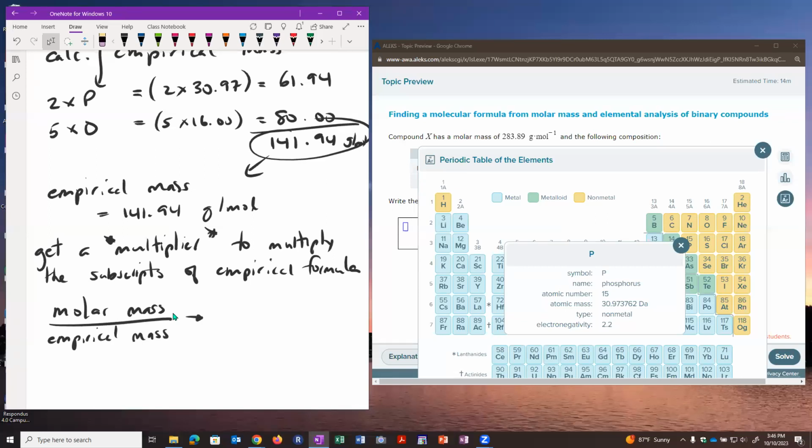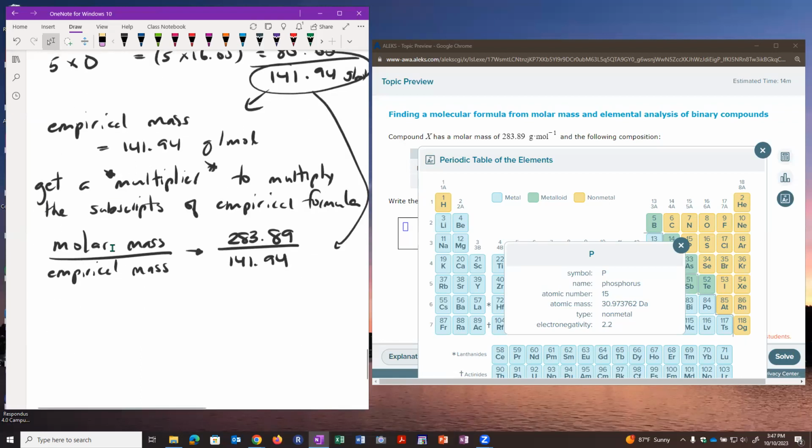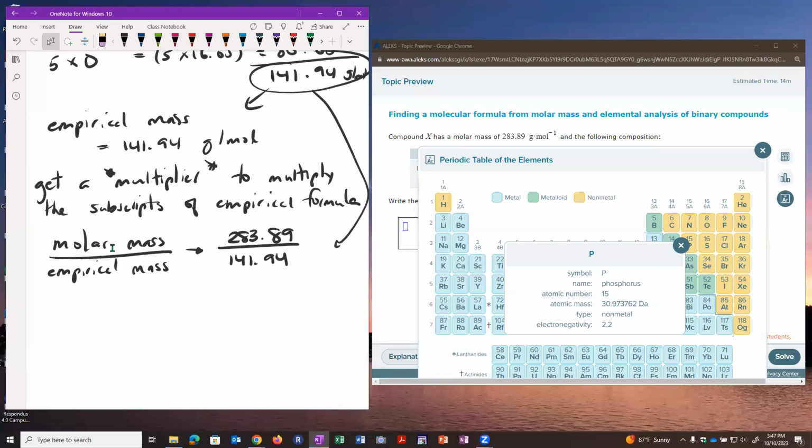My molar mass was provided. It was 283.89. And my empirical mass I just found is 141.94. Typically when you do this, you should get either a whole number or something really, really close to a whole number. So 283.89 divided by 141.94 gives me 2.00. So my multiplier here is 2.